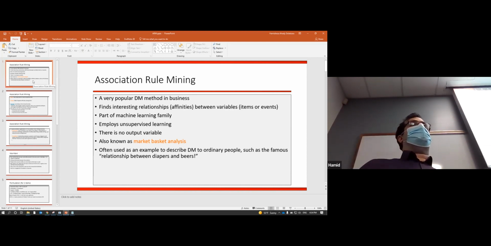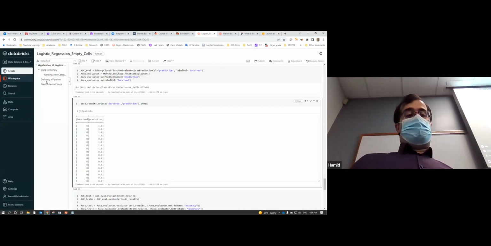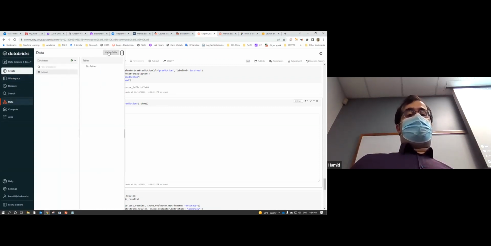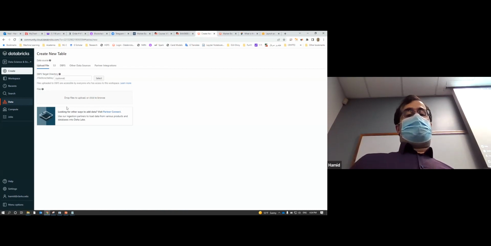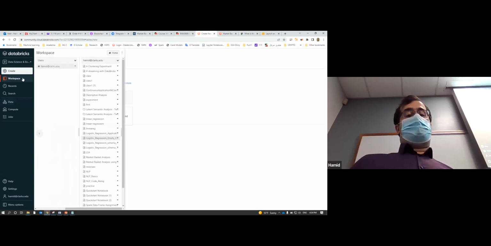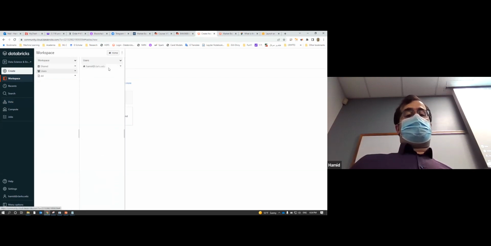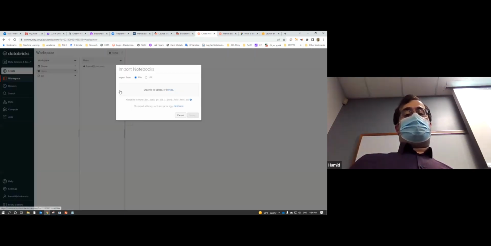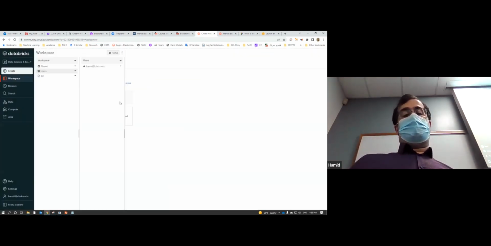So in case you have forgotten how to upload a CSV file, over in your Databricks, go to Data, Create Table, and just drag and drop your CSV file. If you forget how to import a Jupyter Notebook, go to Workspace, then click your user, and then import your Jupyter Notebook here, which you can drag and drop.